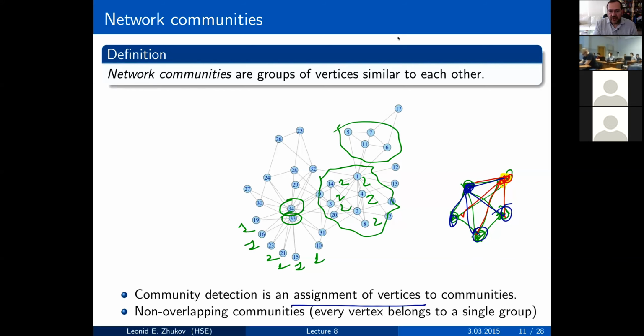Today and in the next lecture, we'll be looking at non-overlapping communities, which means a vertex can belong only to a single community, only to a single group. Later on, we'll relax this condition and allow for overlapping communities. But today, it's non-overlapping, which means every vertex has just one assignment, and it's a strict assignment.